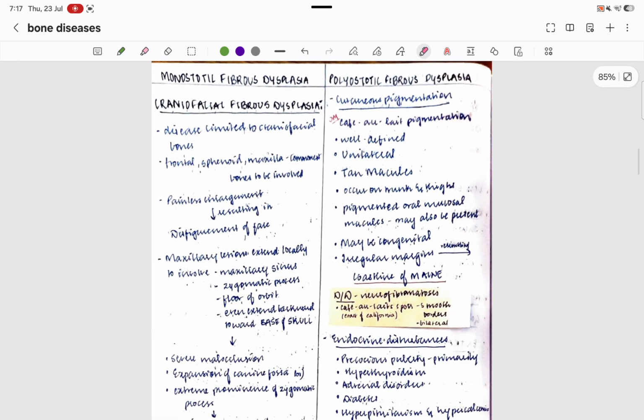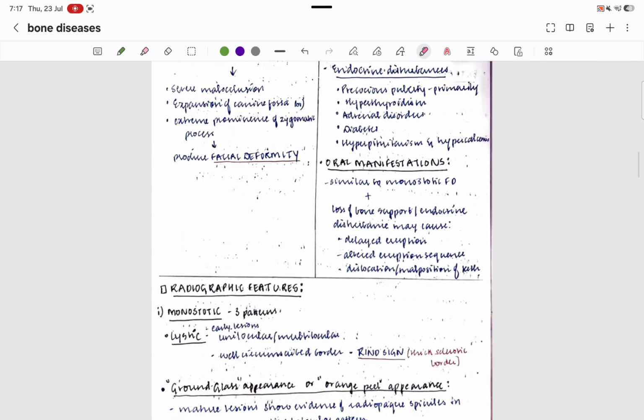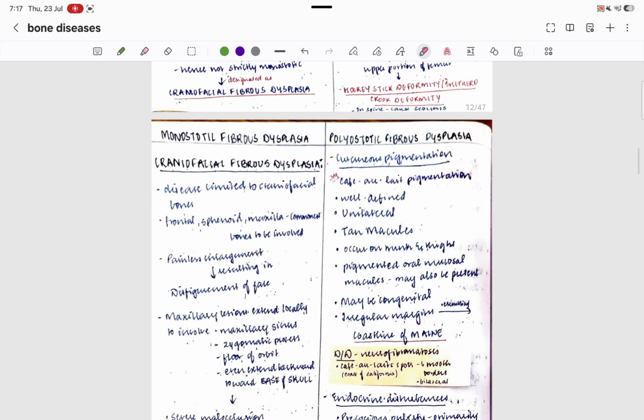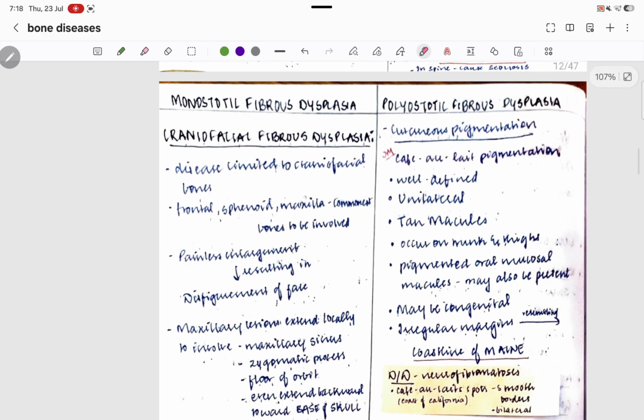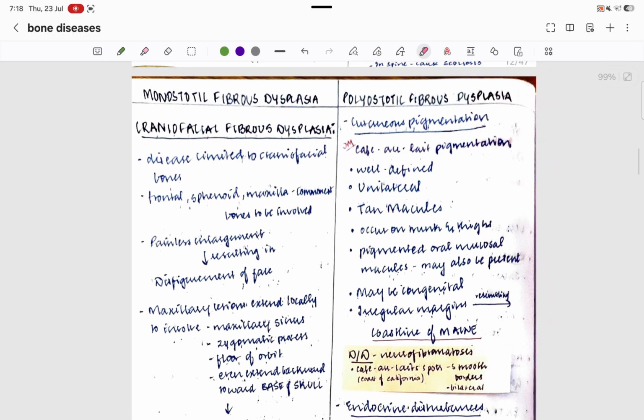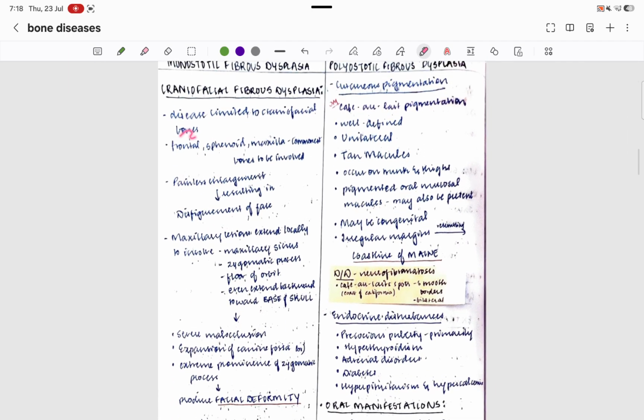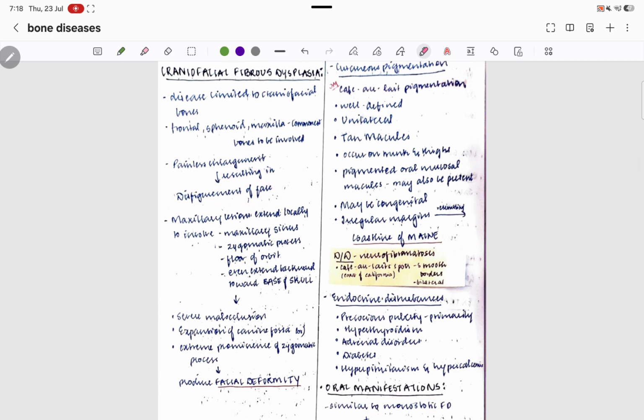Then coming to monostotic and polyostotic, in monostotic we discussed craniofacial fibrous dysplasia that was restricted to the face and cranium. This disease is limited to craniofacial bones, frontal, sphenoid. I told you the bones associated with the maxilla: sphenoid, frontal bones, and zygomatic, all the bones involved with the maxilla. This is a painless enlargement resulting in disfigurement of the face.